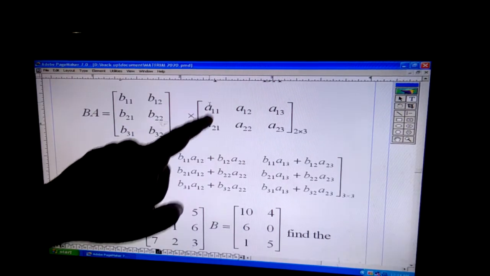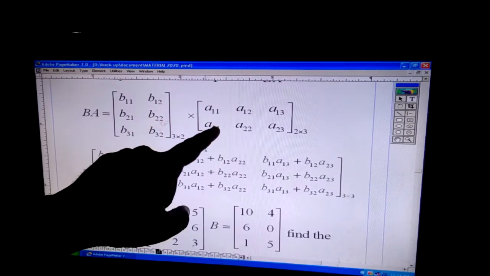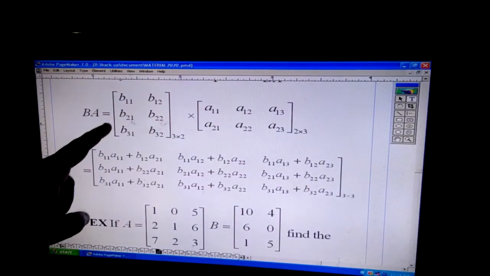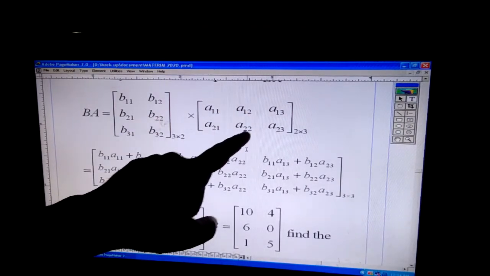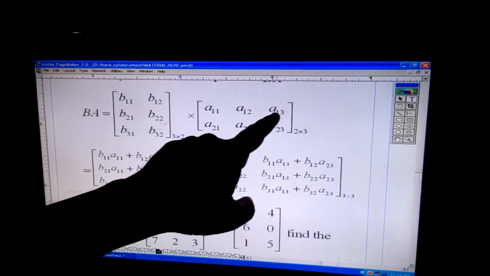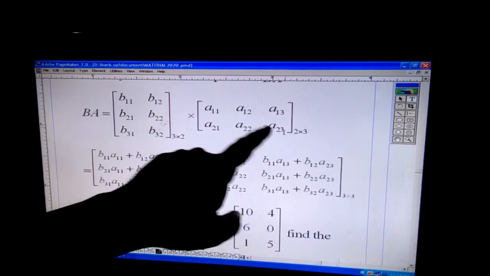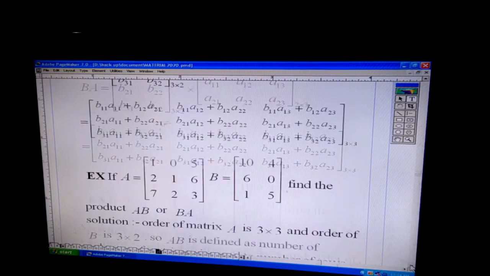Similarly second row first column: B21 into A11, B22 into A21. Second row and second column: B21 into A12 plus B22 into A22. Second row and third column: B21 into A13, B22 into A23. Similarly we can do third row and first column, third row second column, and third row third column.